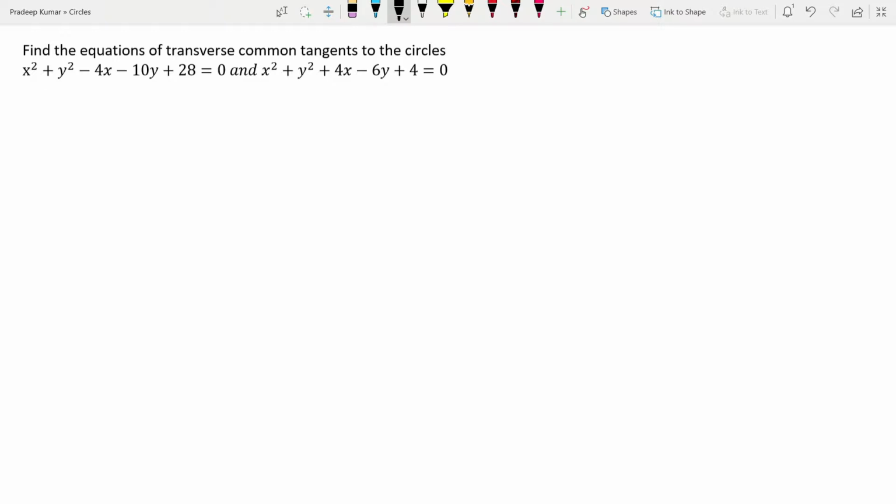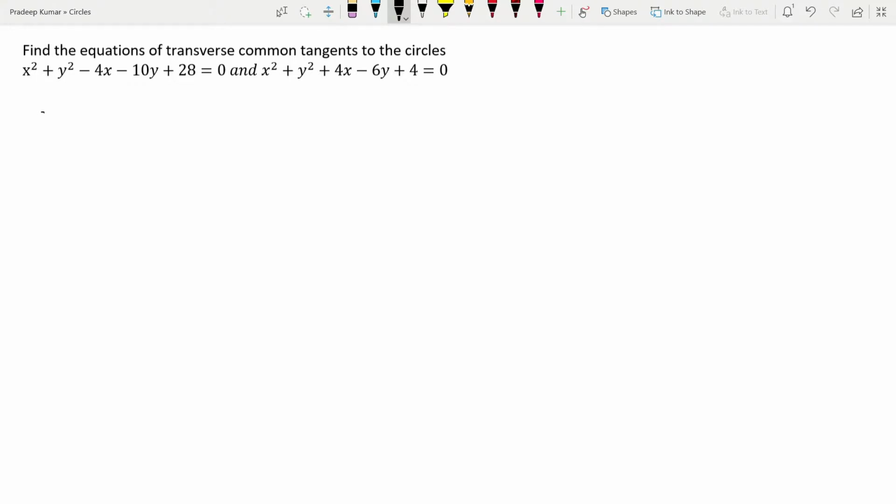These two tangents which we are going to get are the common tangents, and they are the transverse common tangents. So we should find the equations of these particular tangents. The figure for this question we will draw once, very clearly, by the end of the problem. So first we'll write the given and try to solve this problem.